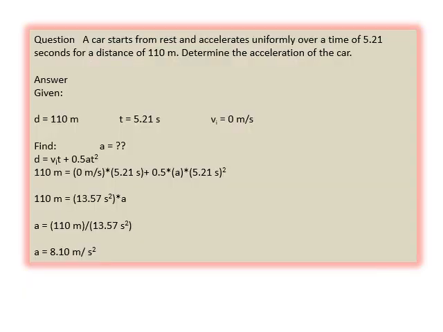Now, let's solve a numerical problem. The question is, a car starts from rest and accelerates uniformly over a time of 5.21 seconds for a distance of 110 meters, and you have to find out the acceleration of the car. Now, the distance is given to you, 110, time is given to you, and because the car starts from rest, that means the initial velocity is 0, and you have to find out the acceleration.